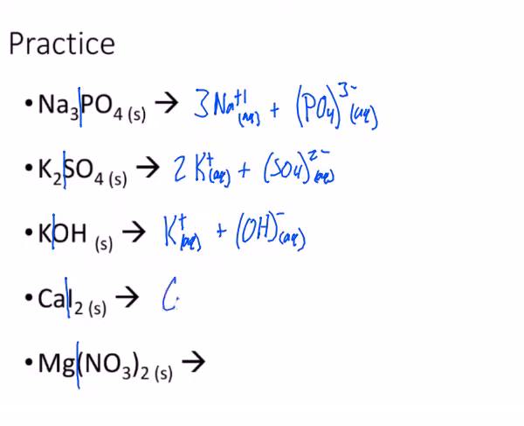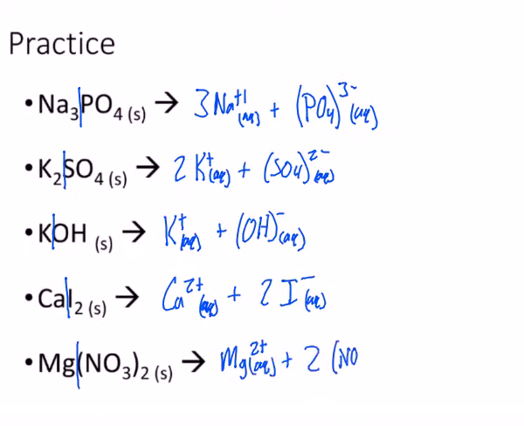No, I'm just going to roll through it really quick. Ca2+, and that is an aqueous state of matter now because it's dissolved. 2 iodine ions, or iodide ions, I should say. And then the last one, magnesium 2+, plus 2 nitrate ions. And it's very, very critical, guys.